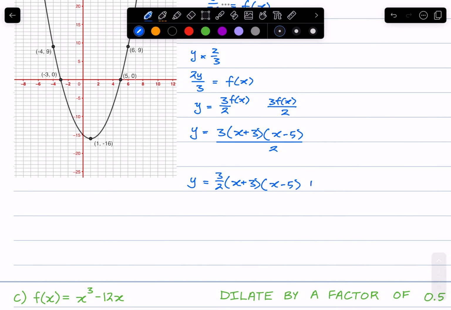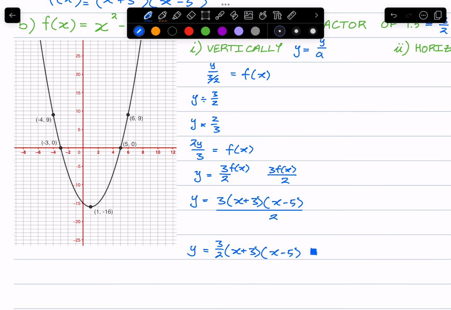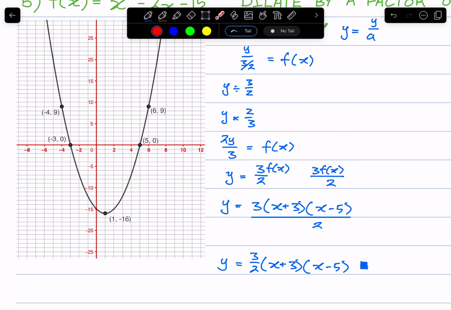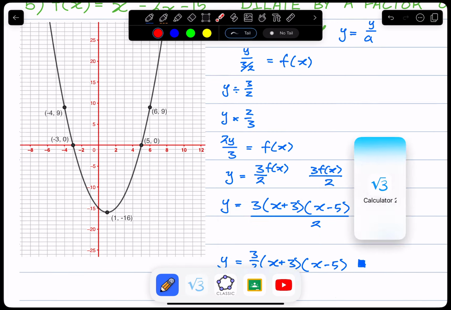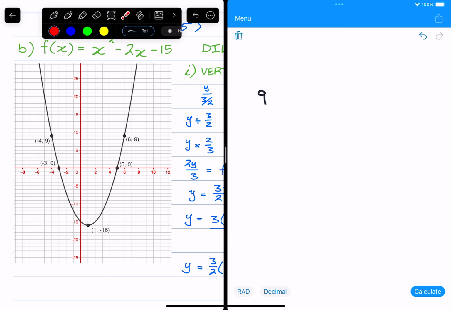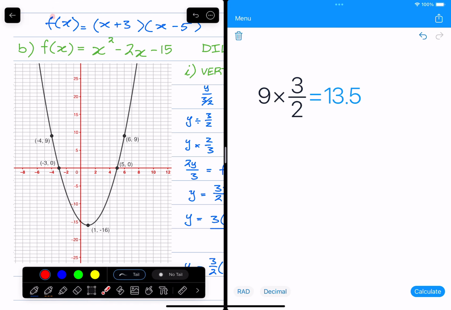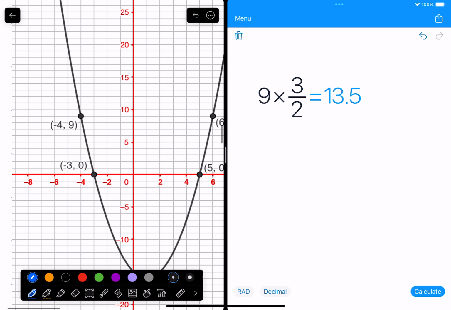The graphical representation of this now, let's do this in blue. Since this is a vertical dilation, we look at the distances of the function, and we look at its current distance, and we're going to multiply that by 1.5 or times it by 3 over 2. So doing so, 9 times 3 over 2, this becomes 13.5. So this point becomes 13.5.